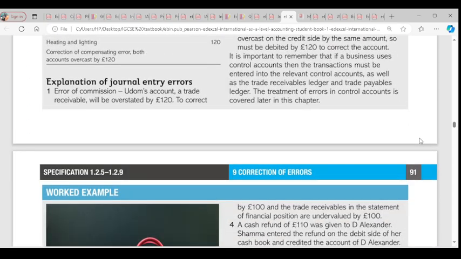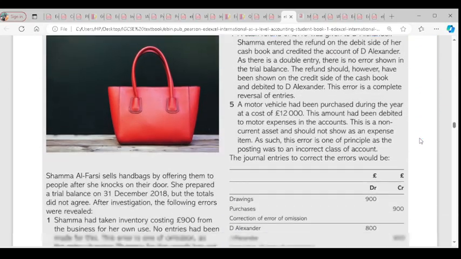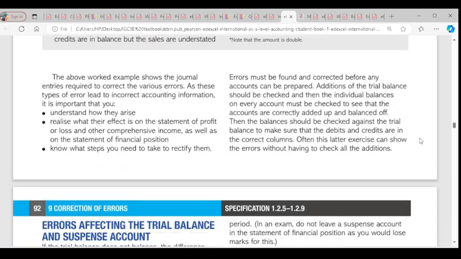For explanation on journal entries, it is important to know the following steps before correcting errors. The first one, we have to understand how the errors arise. That means the origins of those errors, how they came up. We need to understand that. Two, we have to realize what their effect is on the financial statements. When we talk about the financial statements, we're talking about the statement of financial position and the statement of profit or loss and other comprehensive income. The third thing we need to know is the step to take to rectify or correct those errors.